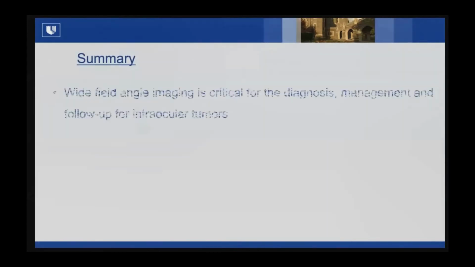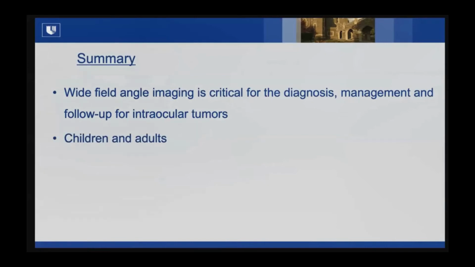So in summary, wide-angle imaging is critical for the diagnosis, management, and follow-up of intraocular tumors. It can be used, it has to be used, in children and adults.